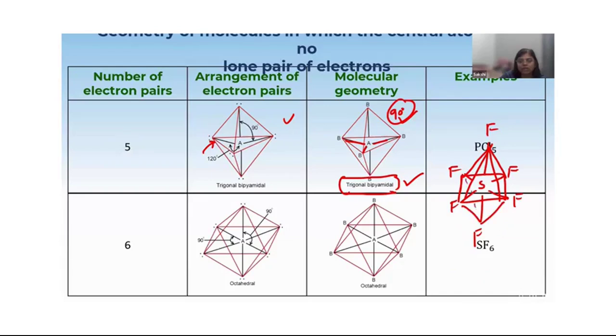What is the meaning of octahedral? Octahedral means it has 8 faces. Can you see? It has 8 faces. And it is also known in some textbooks as square bipyramidal. Isn't it? It looks like there are 2 square pyramids. Like the shape above is trigonal bipyramidal because the base is a triangle. In this case of SF6, the base is a square. So it is square bipyramidal, a square with a pyramid. Okay, so square bipyramidal. There are 2 pyramids, right? And there are 8 faces.